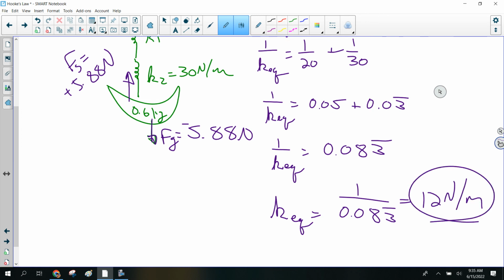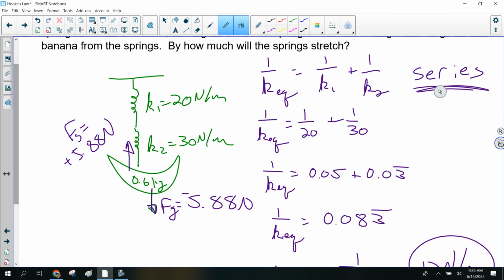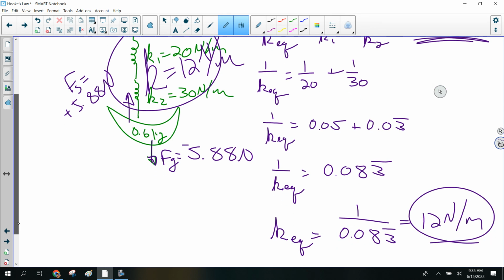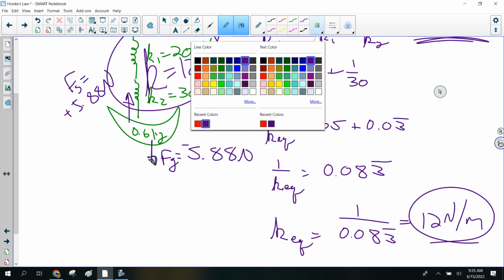So the idea is these two springs here can be replaced with one equivalent spring whose spring constant is 12 newtons per meter. Notice it's a smaller spring constant than either the 20 or the 30. So now our last step is to do the math.